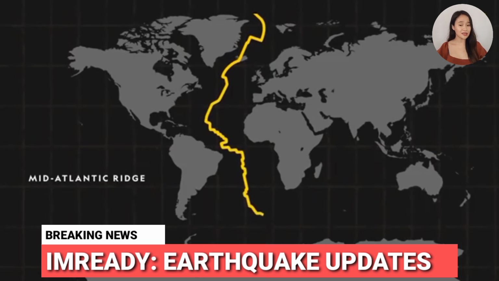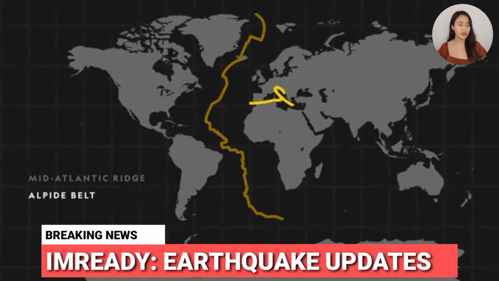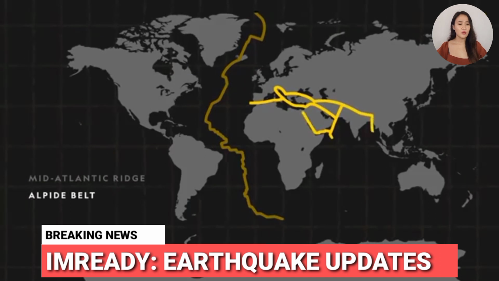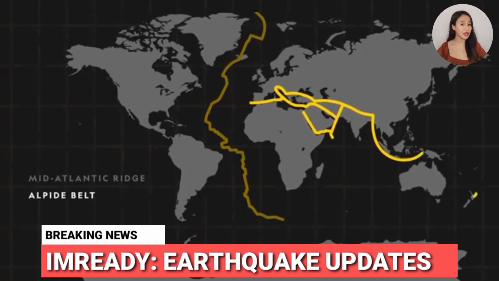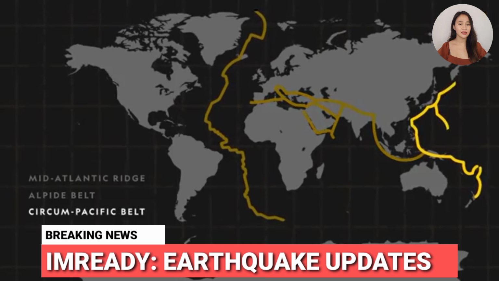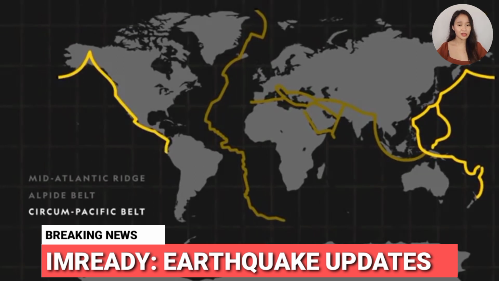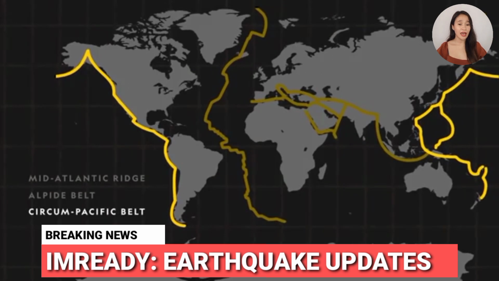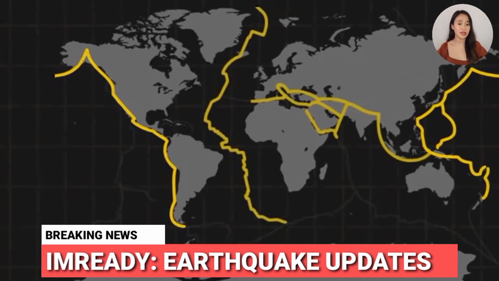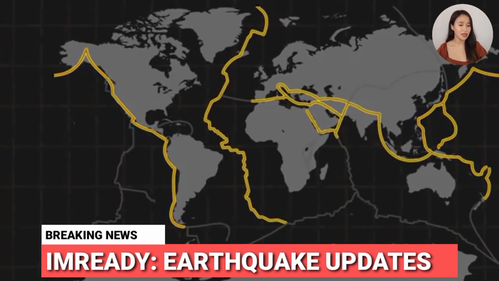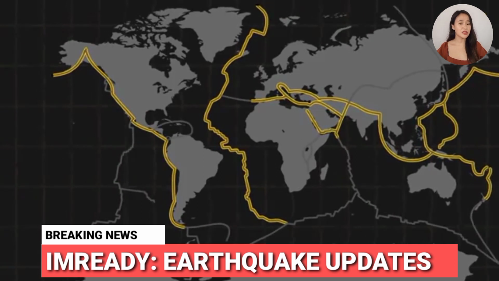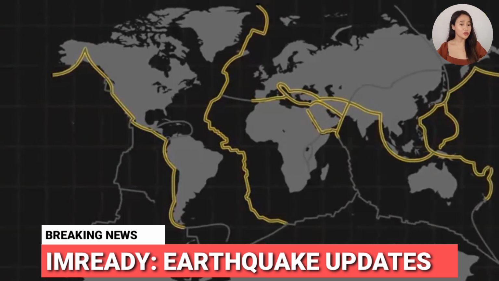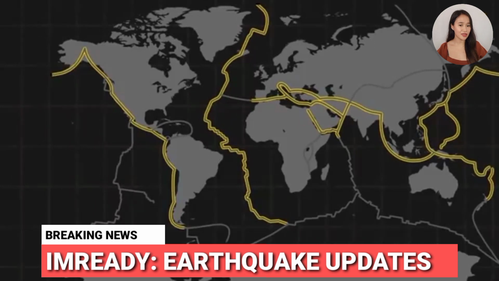the mid-Atlantic Ridge, an underwater line that runs down the Atlantic Ocean, the Alpine Belt, which stretches from the Mediterranean to Southeast Asia, and the Circum-Pacific Belt, which traces along the edges of the Pacific Ocean and is where about 80% of all earthquakes occur. These areas experience the most earthquakes due to what lies beneath the surface.